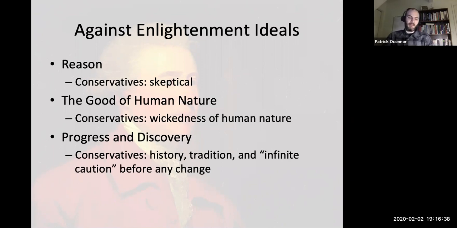Likewise, Enlightenment thinkers admired the good of human nature, and they claimed that evil was a consequence of social conditions. Right? If someone does something wrong, if someone commits some act against society, it's because something had happened to them, right? Enlightenment thinkers would say, how can we identify what those causes are?